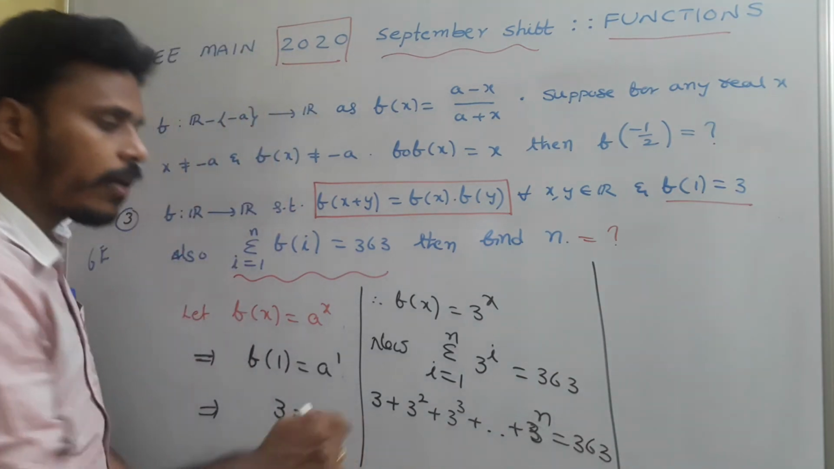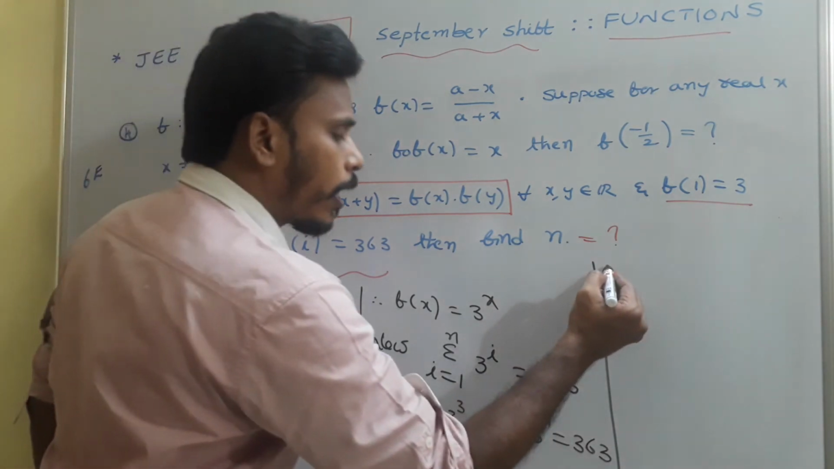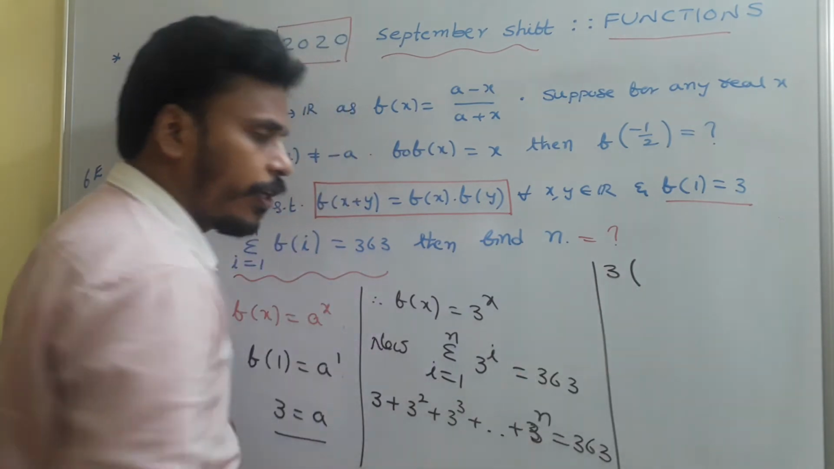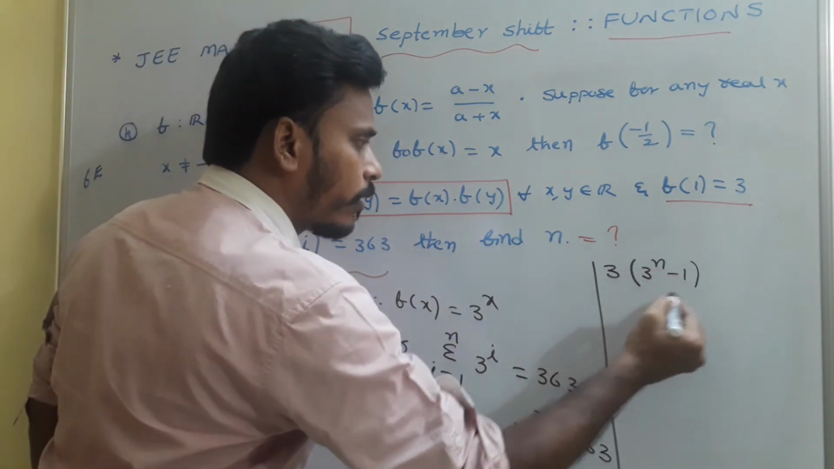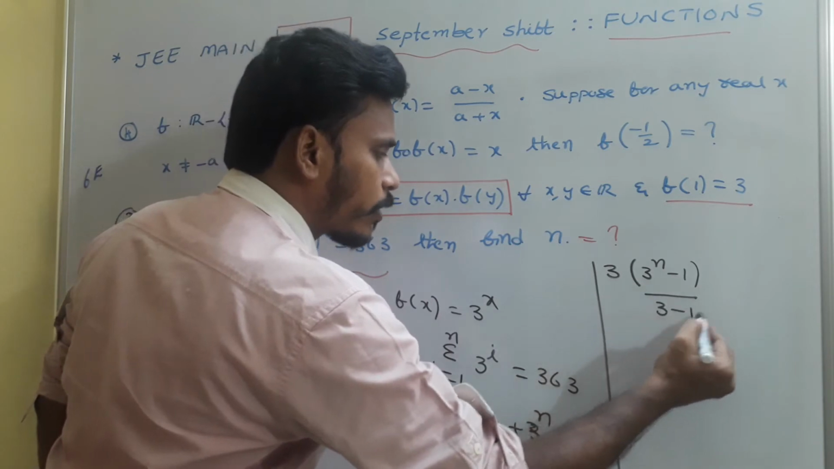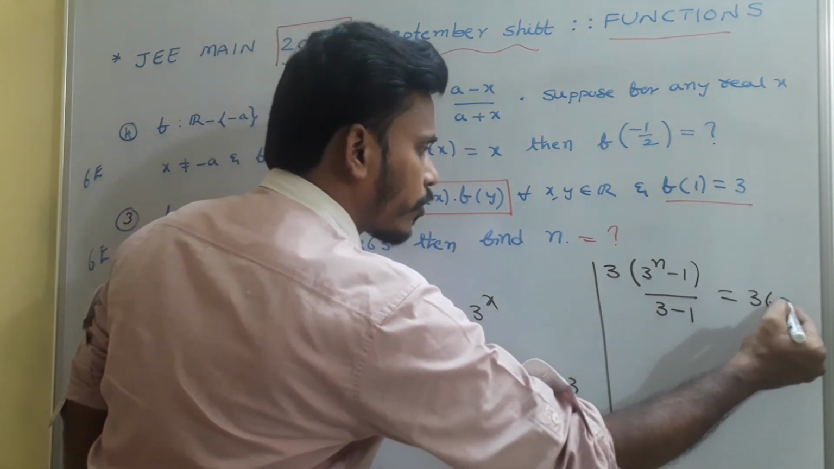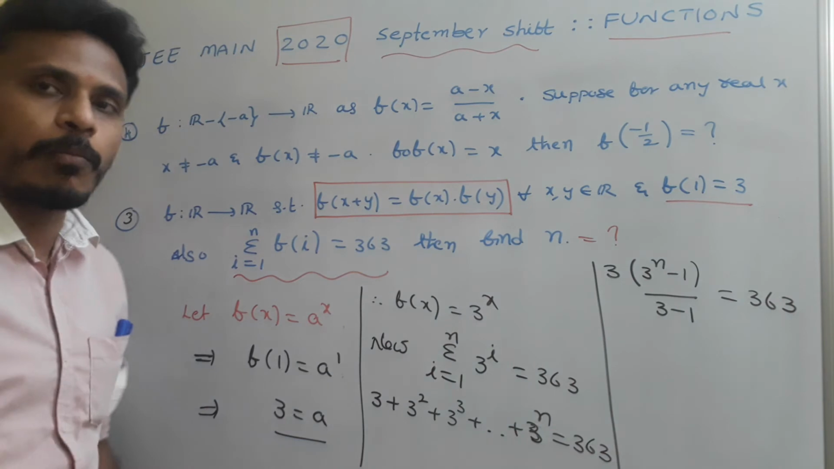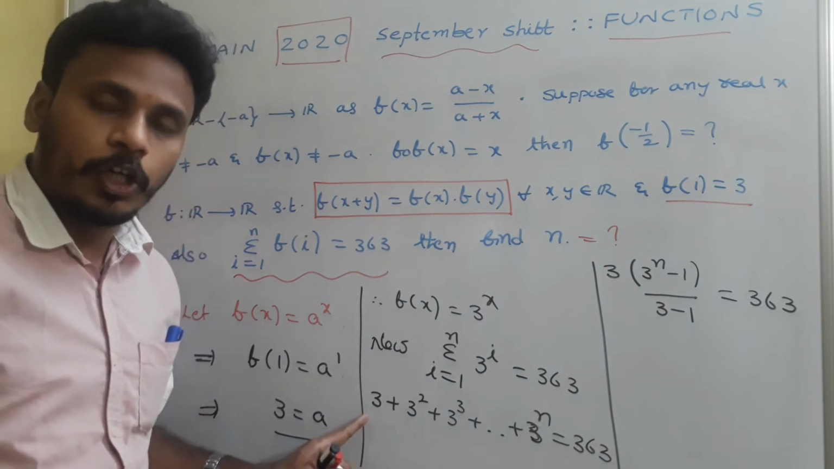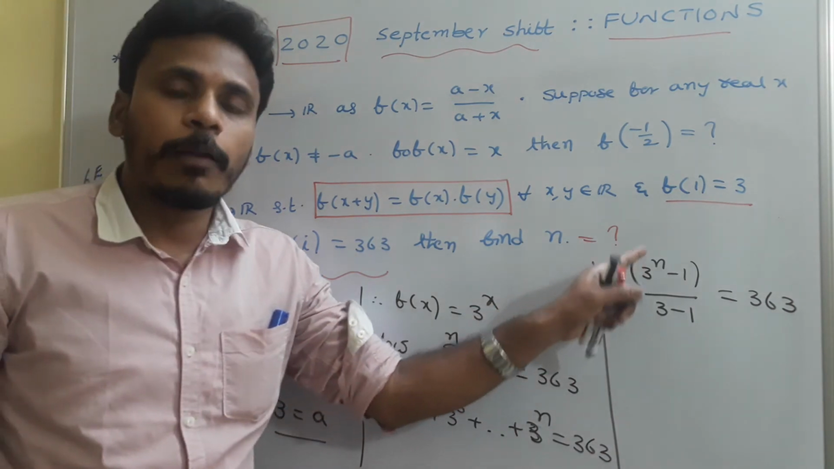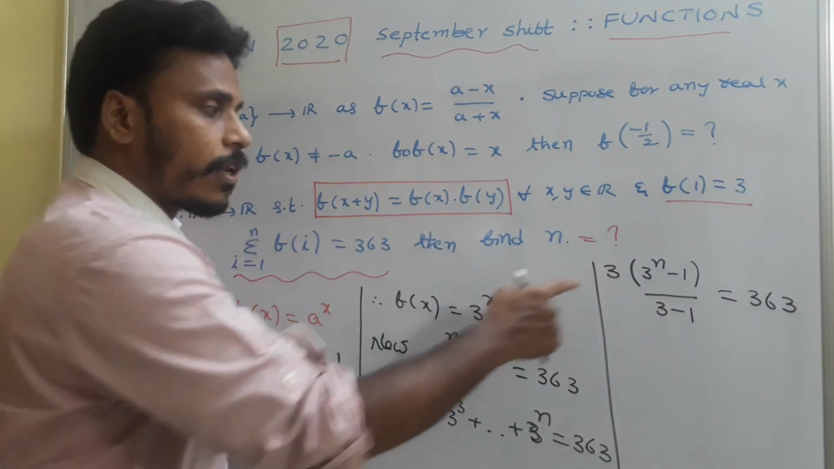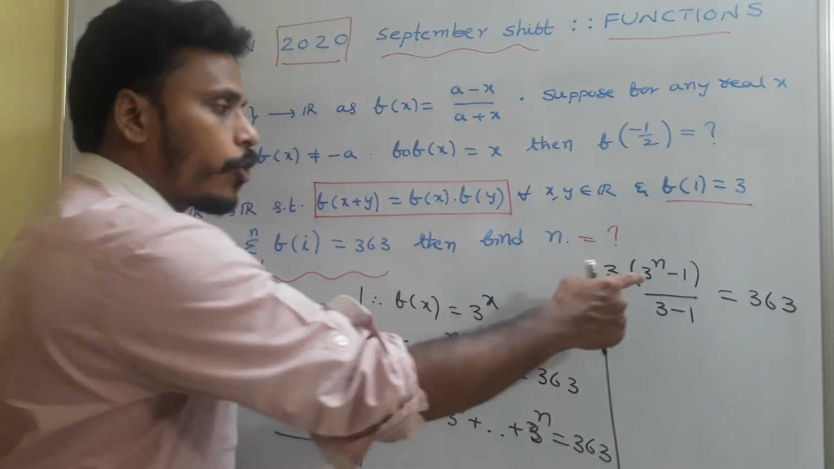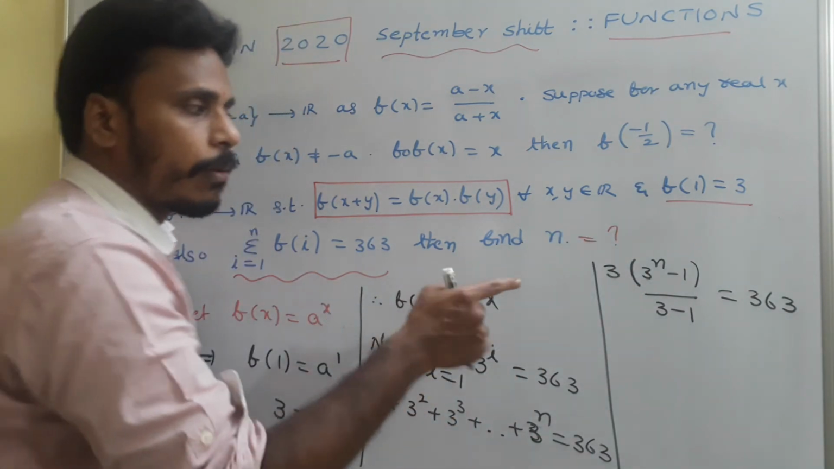So this is the sum of n terms of a GP. Sum of n terms of GP means first term 3 into 3 power n minus 1 divided by 3 minus 1 is equal to 363. This is the rule for the sum of n terms: first term a into r power n minus 1 by r minus 1. Usually we use that formula. First term is 3, and the common ratio is also 3. So 3 power n minus 1 by 3 minus 1.